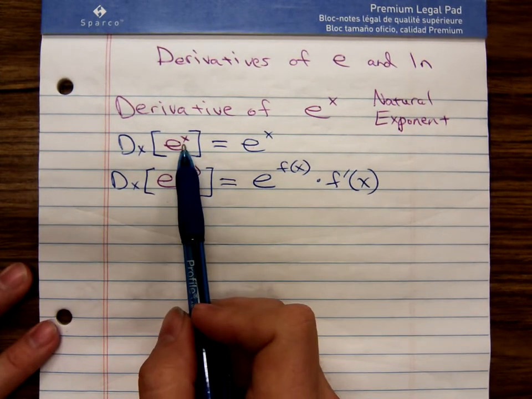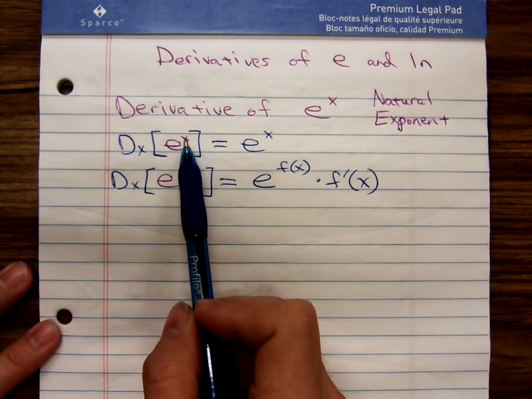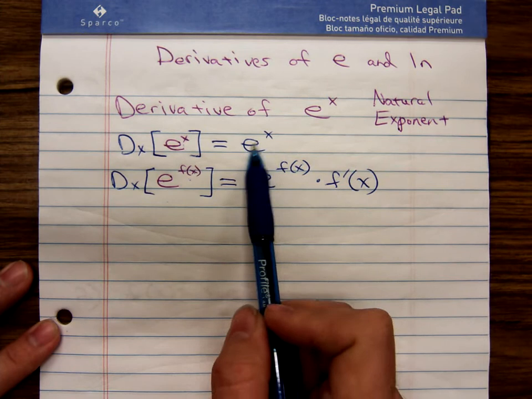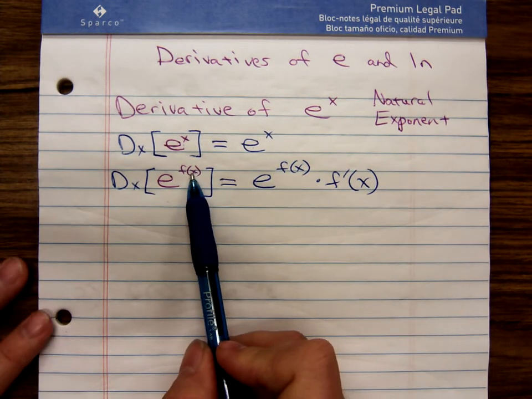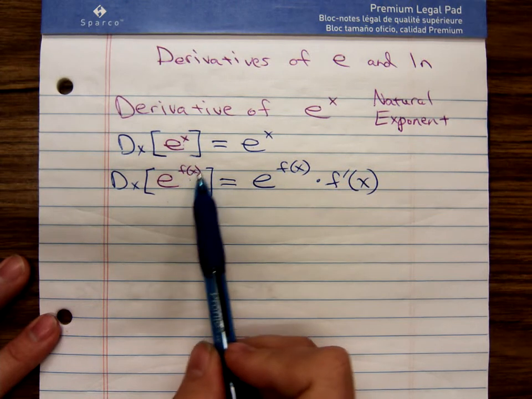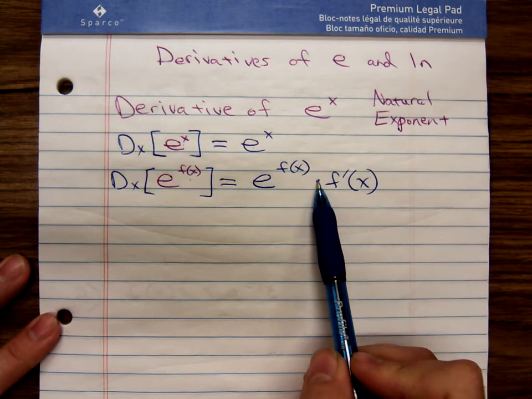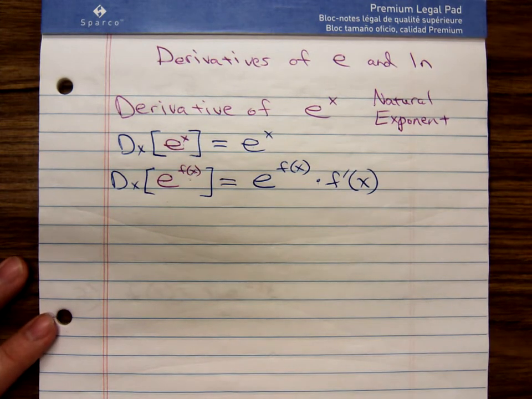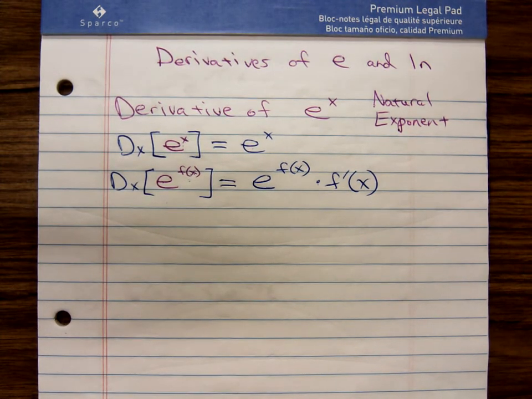If the exponent is just an x and nothing else, just e to a single letter, the derivative is e to that single letter. If it's e to anything other than just a single letter, if it's a function of x, it's e to that function of x times the derivative of the exponent. And to illustrate that, I have some examples. I printed out problems from my math lab.